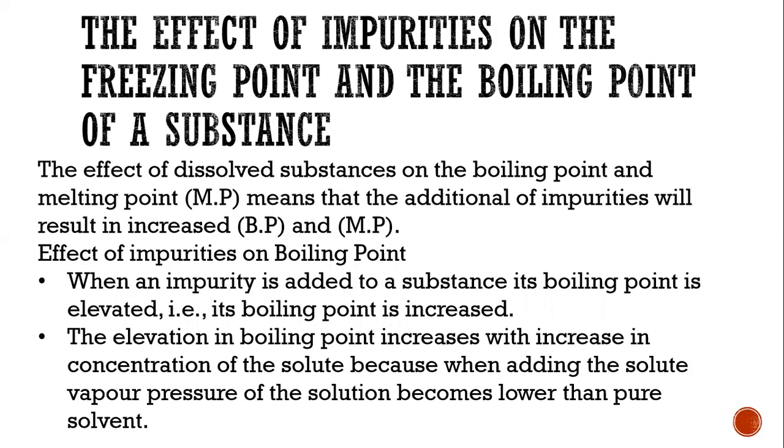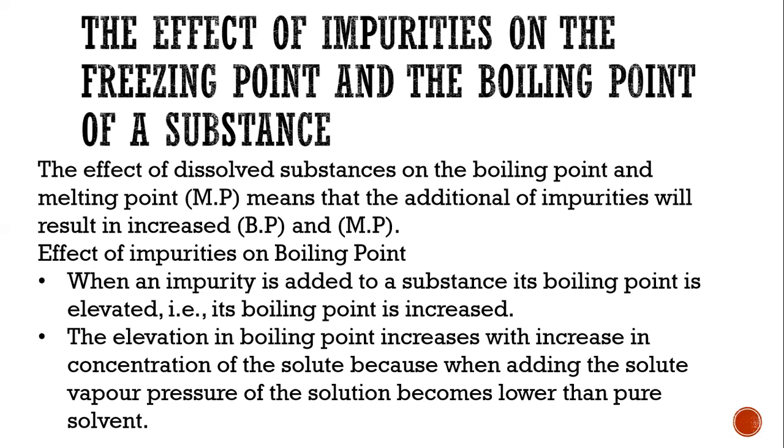Now let's see the effect of impurities on the freezing point and the boiling point of a substance. We've already seen the concept of freezing and boiling. Freezing is the change of liquid to solid, for example water to ice, while boiling is the change of water to gas. Now the effect of dissolved substances on the boiling point and the melting point means that the addition of impurities will change the boiling point and the melting point.